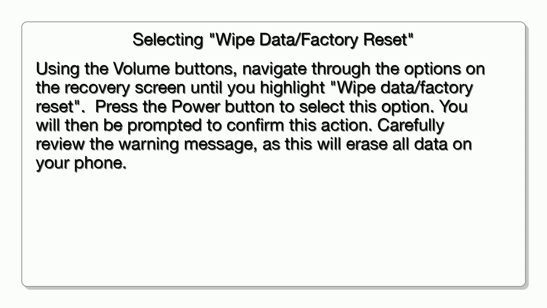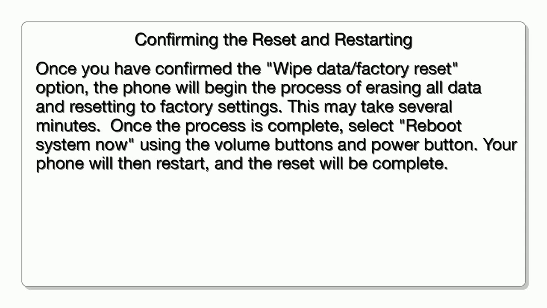Step four, selecting Wipe Data Factory Reset. Using the volume buttons, navigate through the options on the recovery screen until you highlight Wipe Data Factory Reset. Press the power button to select this option. You will then be prompted to confirm this action. Carefully review the warning message, as this will erase all data on your phone.